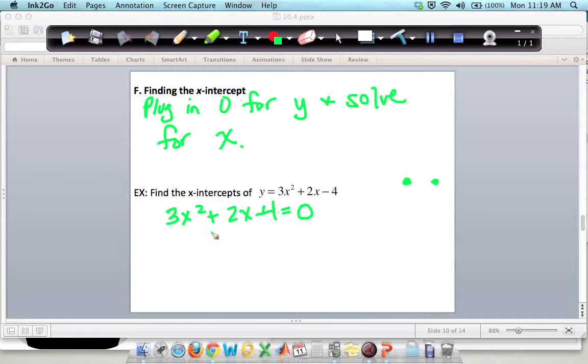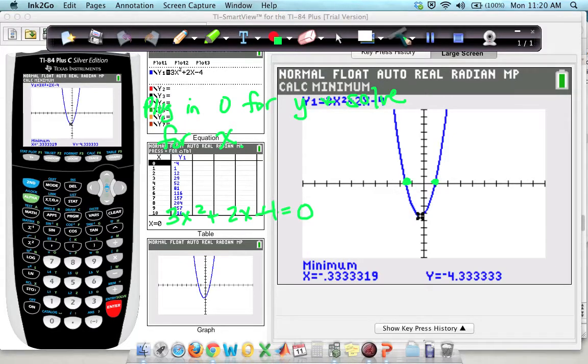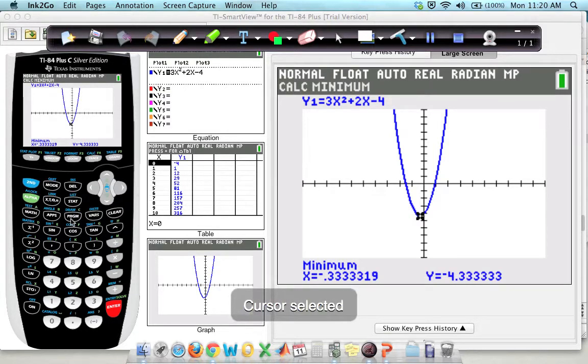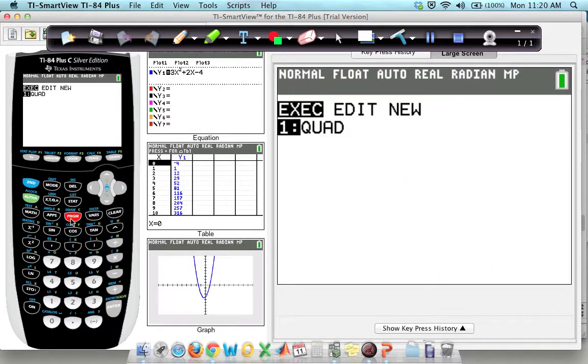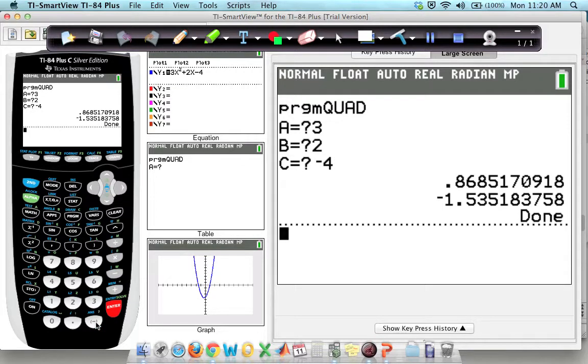I could try and factor this, or I could use the quadratic formula, and we actually have that programmed into our calculator. So the easiest way to find these x-intercepts is to use the quadratic formula. So I'm going to go back to my calculator, and I'm going to hit program, execute quadratic formula, hit enter. We're going to type 3 in for A, 2 in for B, and then negative 4 for C, and hit enter. And you get your two x-intercepts. First, I'm going to round, so 0.87 and negative 1.54.